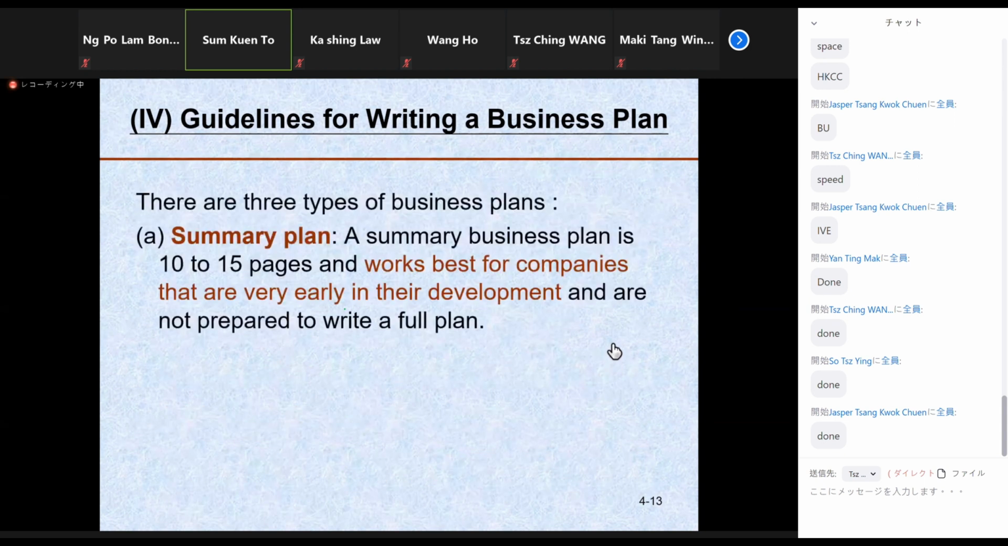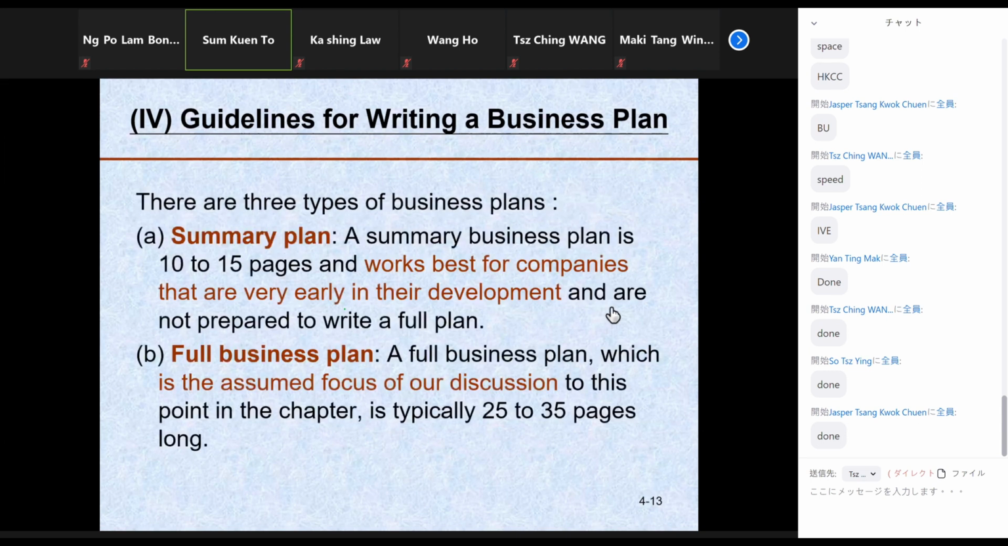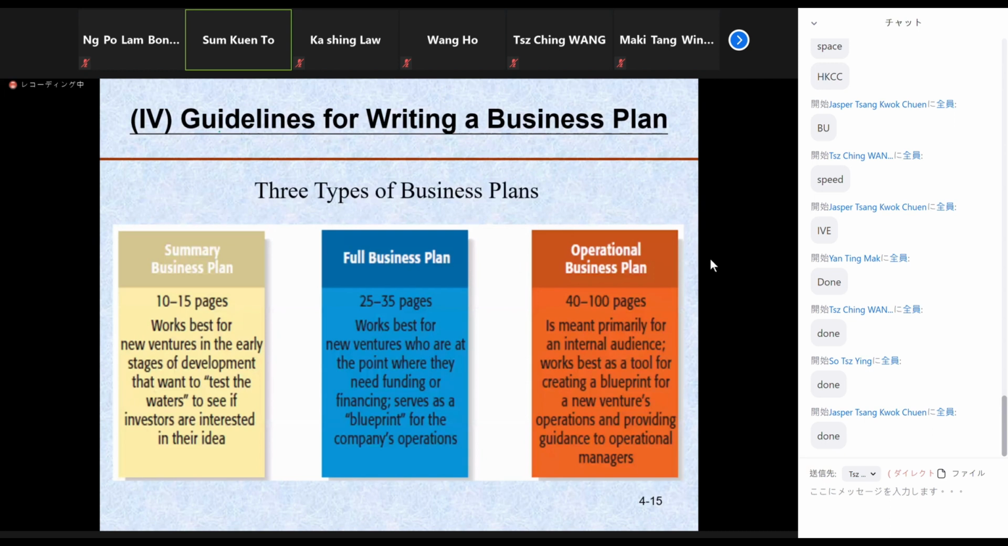Now, as far as business plan is concerned, summary, full business plan, operational plan. Let me just use this PowerPoint slide to show you. The basic concept is that I'm talking about the extent of the detail. Okay, so summary plan, it is what I expect you to do. Not 千字文、萬字文, okay, about 10 to 15 pages. And then for longer one, which is full business plan, which is 25 to 30, and operational plan 100.